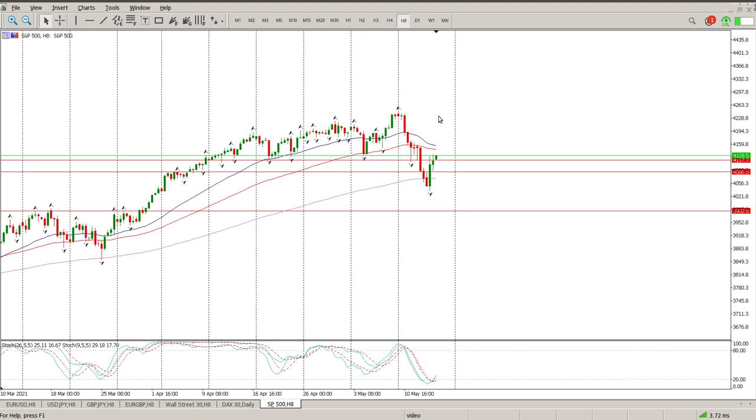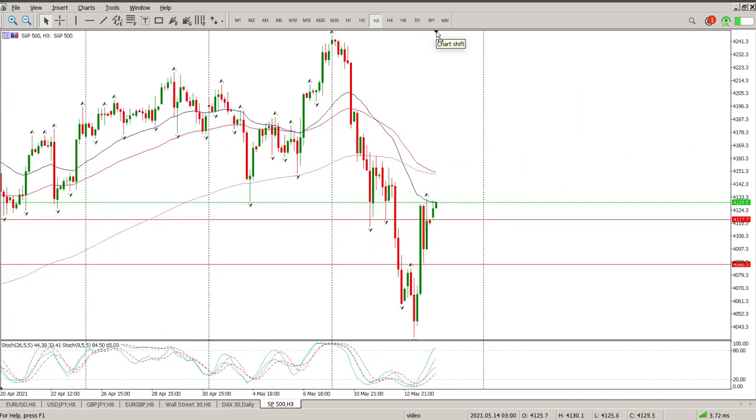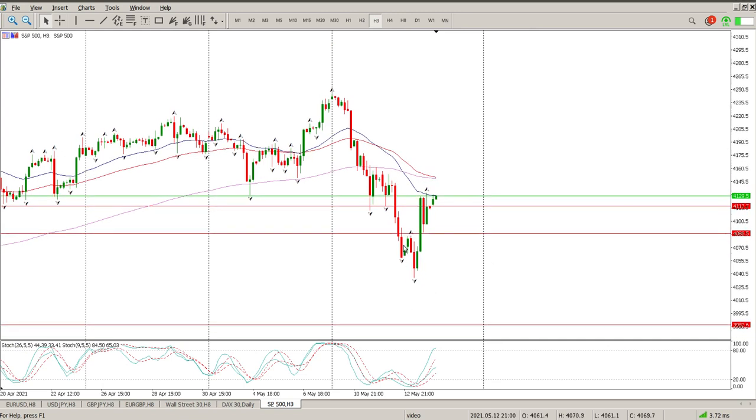So we need to reclaim it, come back, test it, build a base on there, and then move to the upside. 3 hour, nothing much is going to change, I don't think. And a nice 3 hour double bottom here. Classic double bottom. Probably if you're a Bollinger Bands trader, this would have been a W bottom inside the Bollinger Band. In other words, this would have been outside the Bollinger Band, this would have been outside, and this would have been inside.